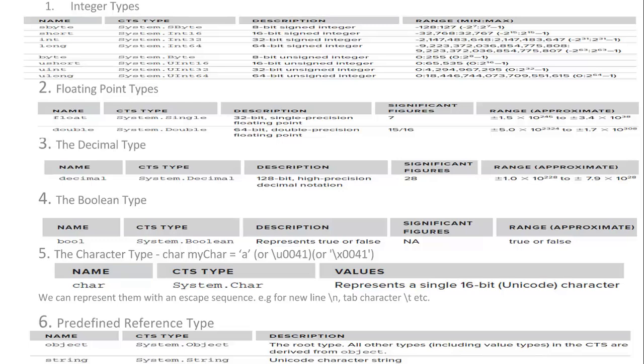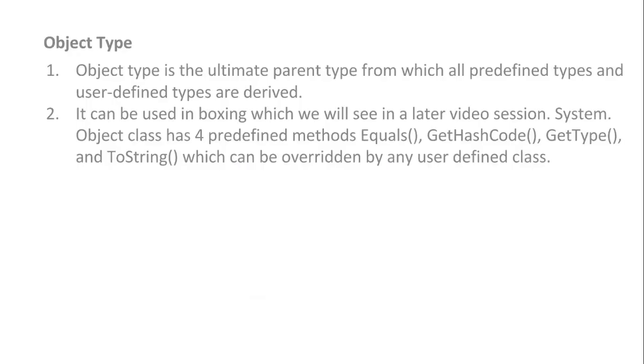And we have strings, which is System.String. This is a Unicode character string, or we can say it is an array of System.Char. We'll look more into string and StringBuilder in a later video session. So object type is the ultimate parent type from which all predefined types and user defined types are derived. It can be used in boxing, which we'll see in a later video session.